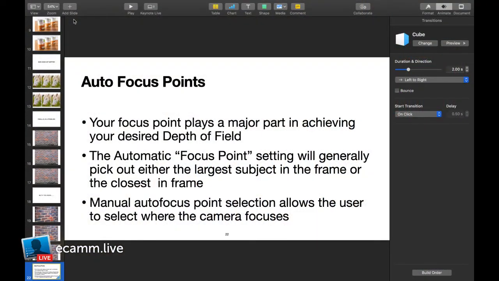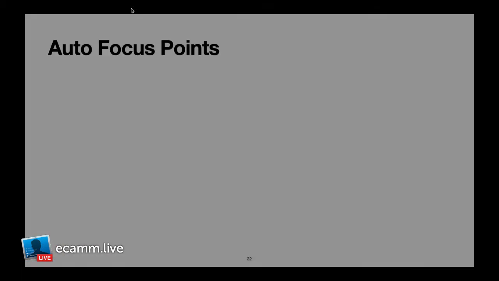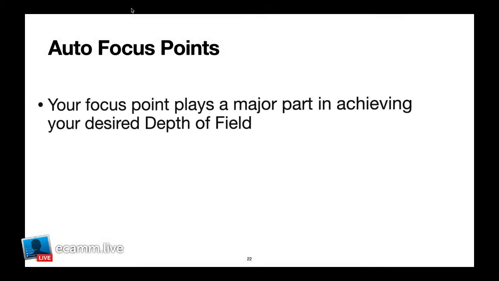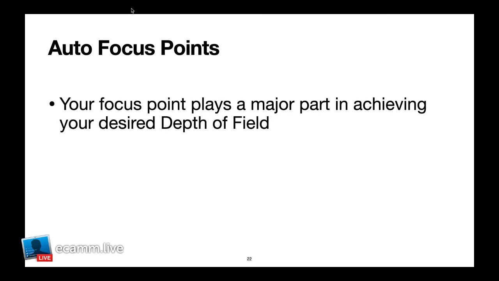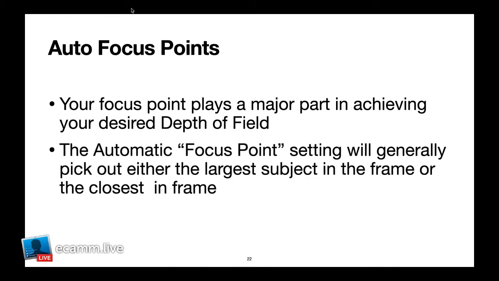Sorry, my pages. Autofocus points. Your focus point plays a major part in achieving your desired depth of field. So you are telling the camera where you want to focus. But straight out of the box, the camera will decide, I'm in control here. It will be on automatic autofocus point selection. Try saying that after a couple of drinks. The automatic focus point setting will pick out the largest subject in your scene or the closest thing. So the automatic stuff will pick up the largest or the closest thing in your scene.